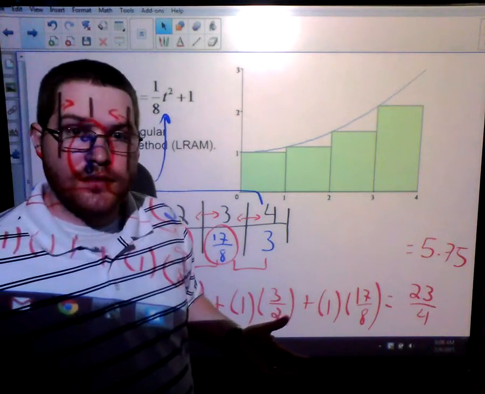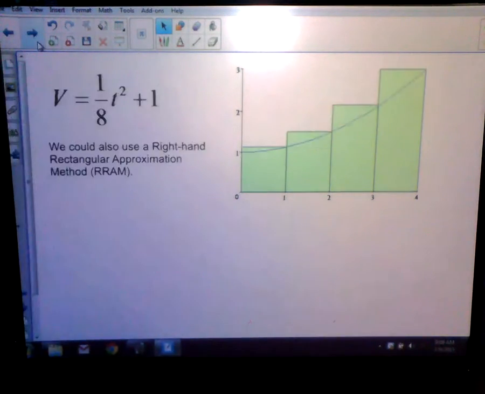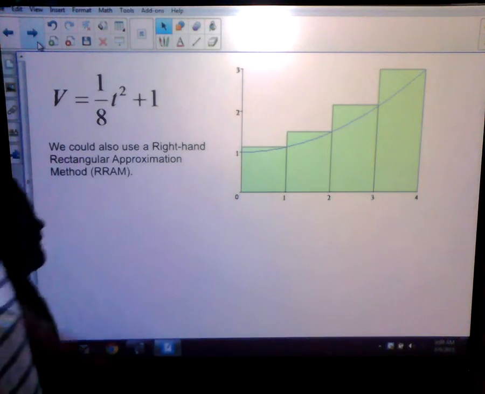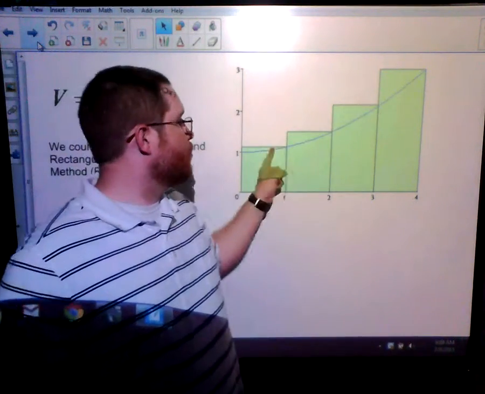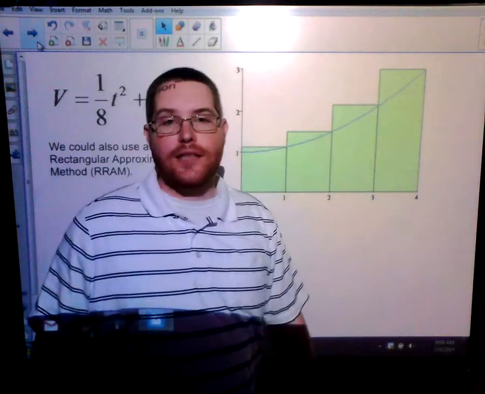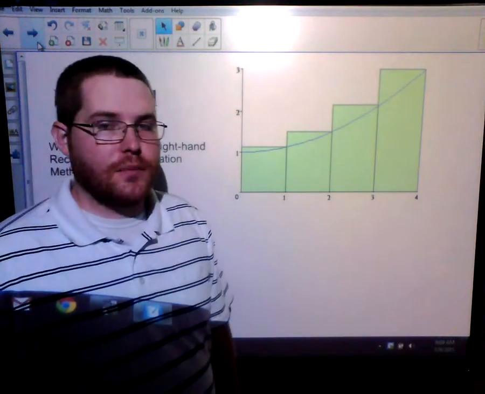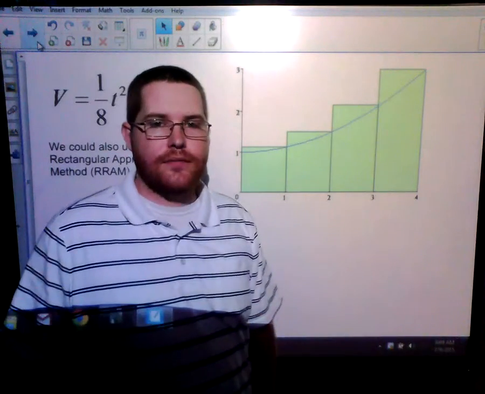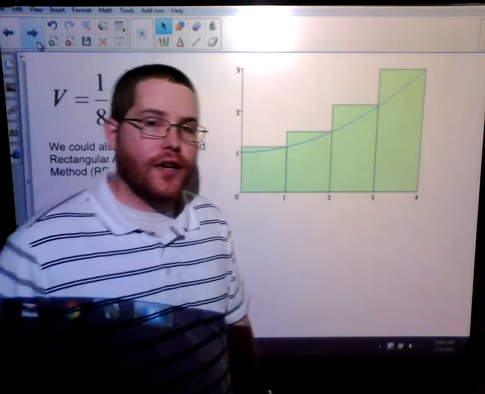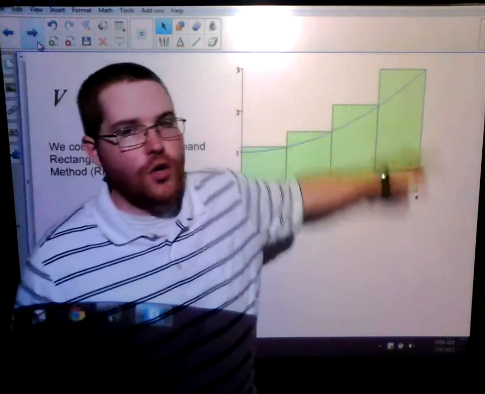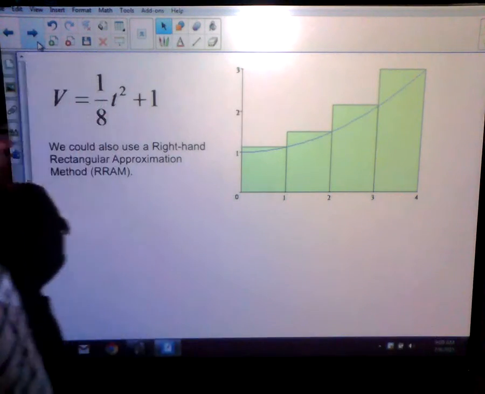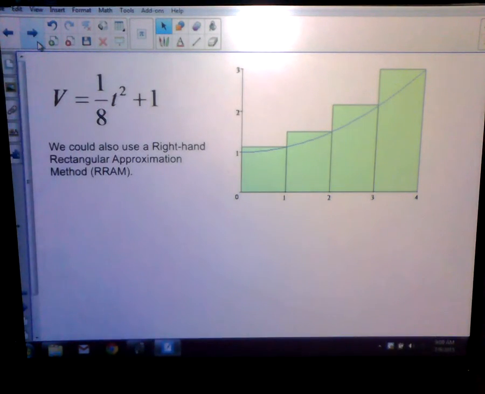Guess what comes next? RRAM, using the right side of the rectangle. Now look at these. These rectangles use the right corners. The right sides touch. Are these 4 rectangles going to over or underestimate the area under the blue line? In this case, it's an overestimation. You can see that the green rectangles are above the blue line, blue curve.